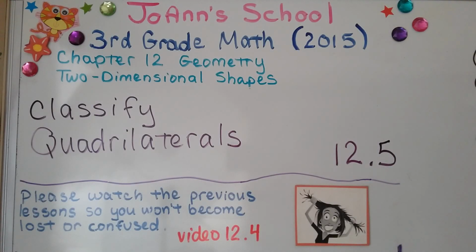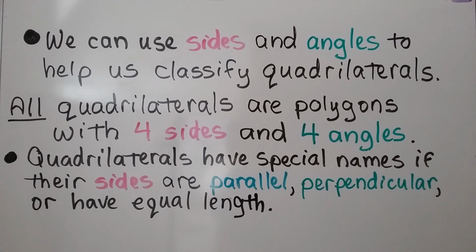Lesson 12.5, Classify Quadrilaterals. 12.4 is linked in the description, where we learned about parallel lines and perpendicular lines, which is important for this lesson. We can use sides and angles to help us classify quadrilaterals. All quadrilaterals are polygons with 4 sides and 4 angles. Quadrilaterals have special names if their sides are parallel, perpendicular, or have equal length.